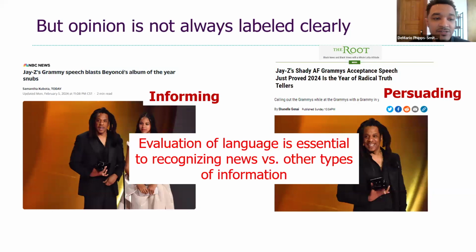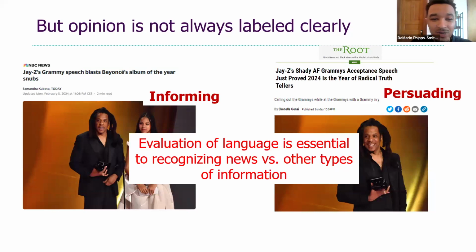The article on the left is literally telling you, through its headline, that this is what Jay-Z said. This is what this rapper said about his wife being snubbed. This is what he's saying. The article on the right, however, is giving you more suggestive language, right? It's trying to create a picture, it's giving you context.